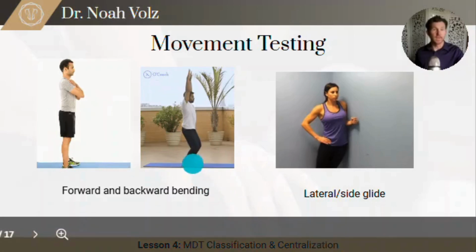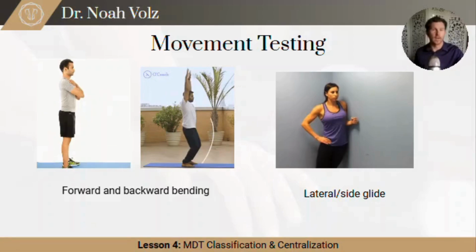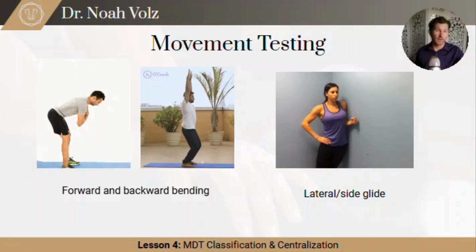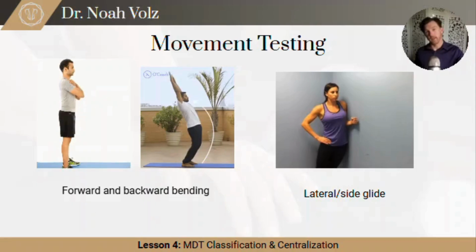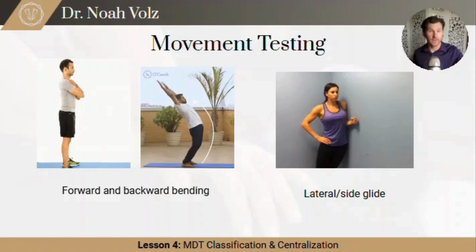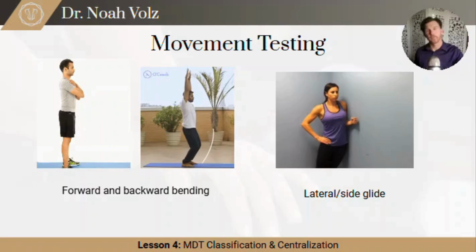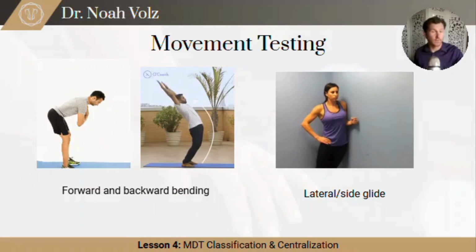The next movement is the backward bend. You don't have to have your arms up like this person. I prefer to have people with their hands on their back to provide a little bit of support. And the same thing, you're going to do that 10 times and you're going to see how your pain changes. Does it centralize? Does it get worse? What is happening here?